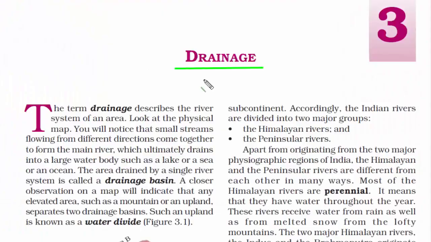Chapter 3: Drainage. The term drainage describes the river system of an area. Not just river, if you make a channel through which water passes, that's a drainage over there. Now try to understand this in a bigger sense.